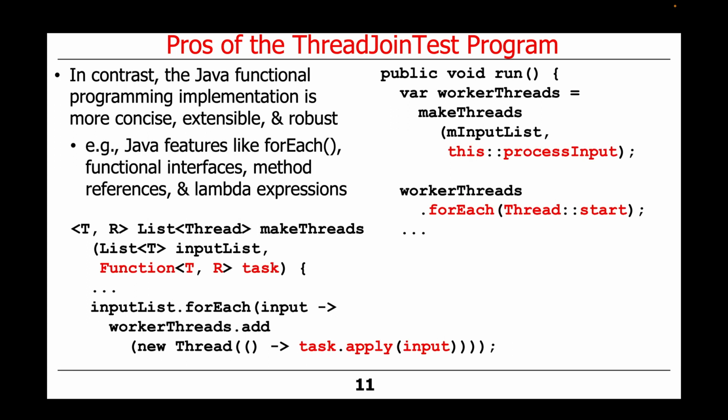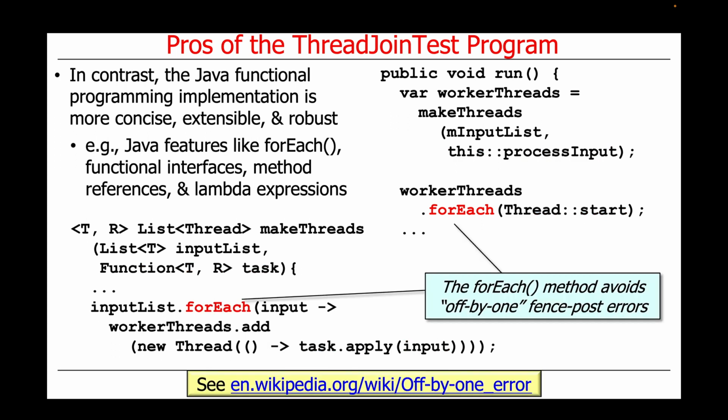extensible, and robust. These improvements come from its application of modern Java features like for-each methods, functional interfaces, method references, and lambda expressions. In particular, the use of for-each methods avoids those nasty off-by-one fence post errors that so commonly occur when using index-based Java for loops.